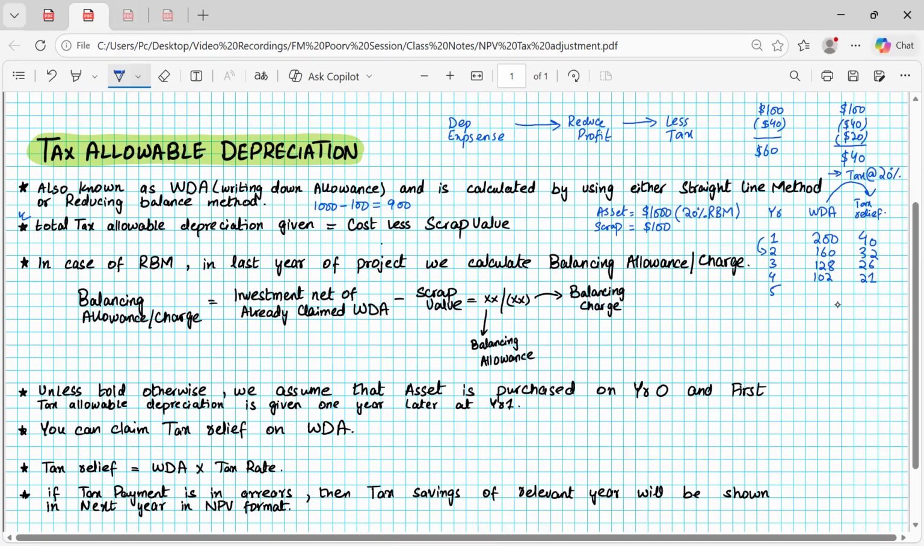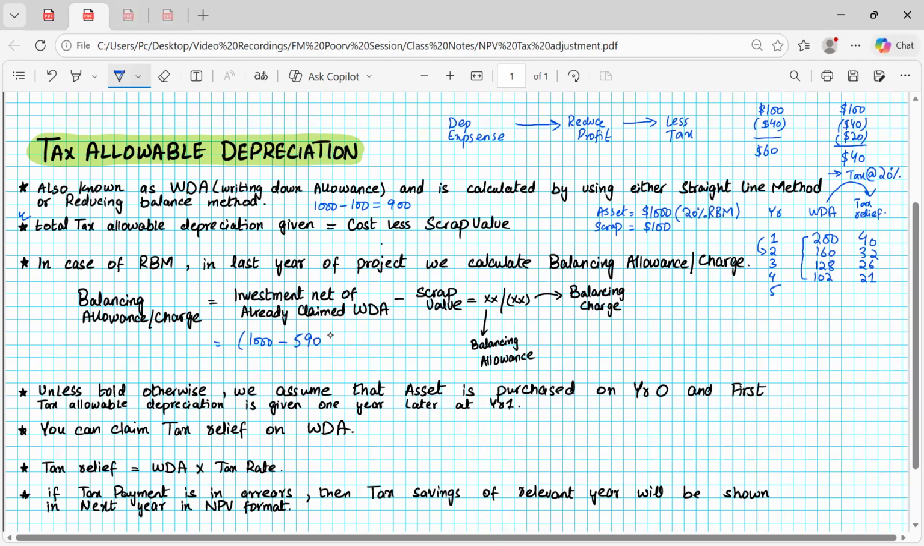Now I am not doing the working for year 5 yet, because in case of reducing balance method, we have to calculate balancing allowance or charge in the last year. How do you calculate that? First is the investment net of already claimed WDA. What was our investment? The cost of the asset was 1000, and how much of the WDA have we already claimed? For these first 4 years, we have already claimed the WDA, and we have calculated the tax relief, the tax savings, as well. So what is the total of these 4 years' WDA? Add it and tell me. 590.